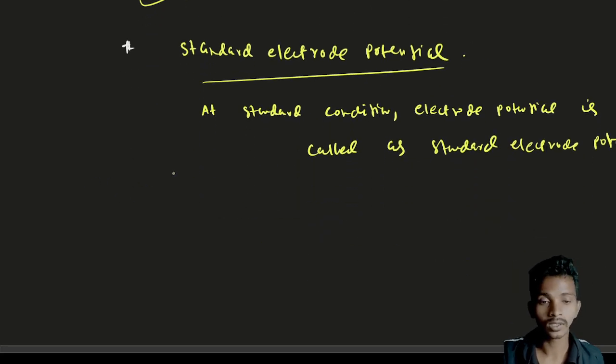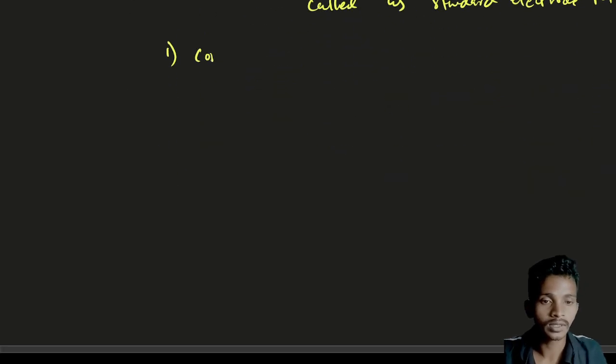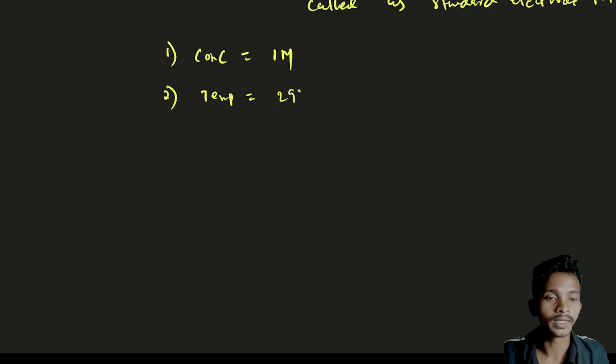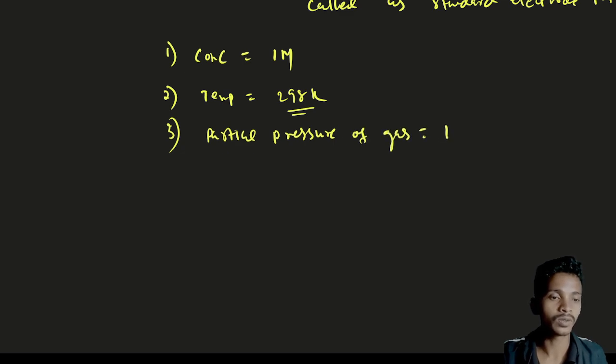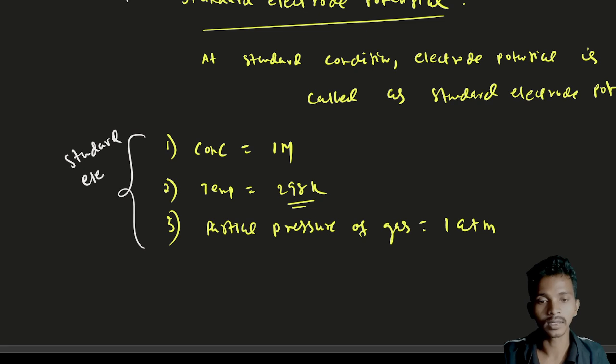So what are the standard conditions? They are the same things that affect the potential: partial pressure of gas, temperature, and concentration. The concentration has to be 1 molar. The second standard condition is that the temperature has to be 298 Kelvin. If the reaction is happening at 298 Kelvin, only then we call it a standard electrode potential. And third, the partial pressure of gas has to be 1 atm. If it satisfies these three factors, then we call it standard electrode potential.